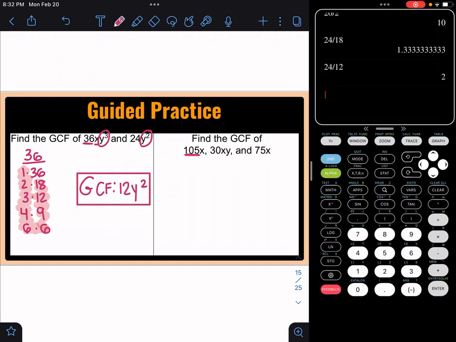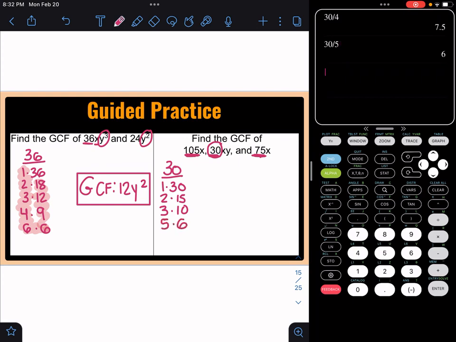Now we need to find the GCF of 105, 30, and 75. Let's actually start by finding the factors of the smaller number, which is 30. So we would have 1 and 30, 2 and 15, 3 and 10, 30 divided by 4, I don't think that works, 30 divided by 5, that works, 5 and 6, okay.